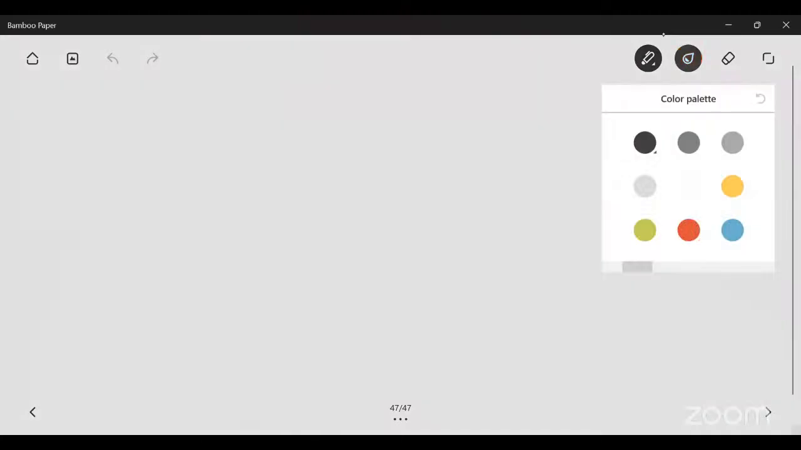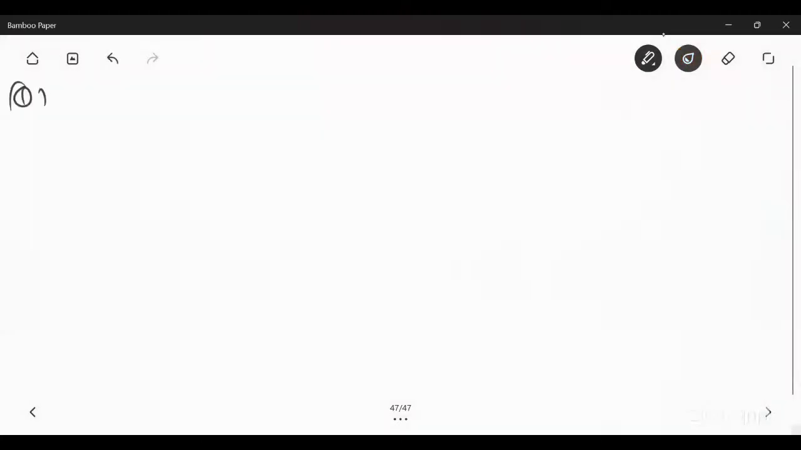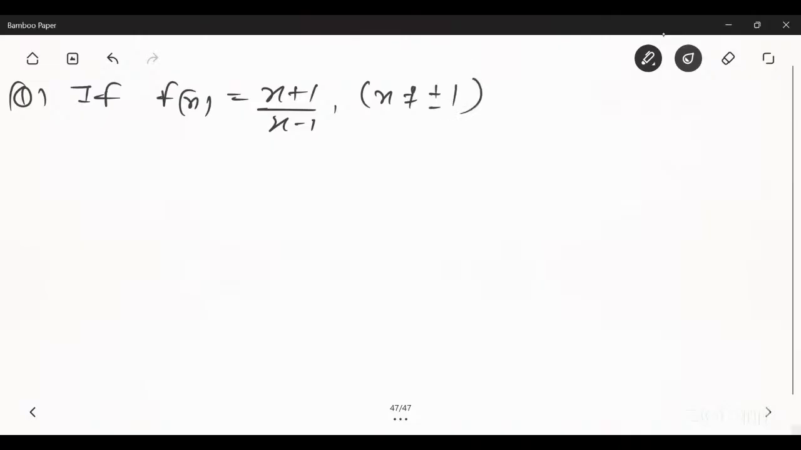Now next question is, these are all previous year questions. If f(x) is equal to (x plus 1) upon (x minus 1), where x does not equal plus minus 1, then find f of f(x).